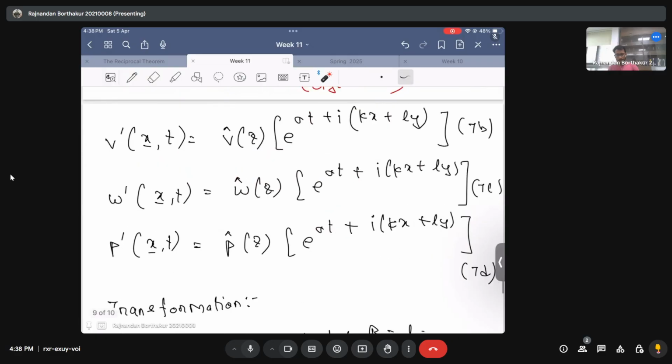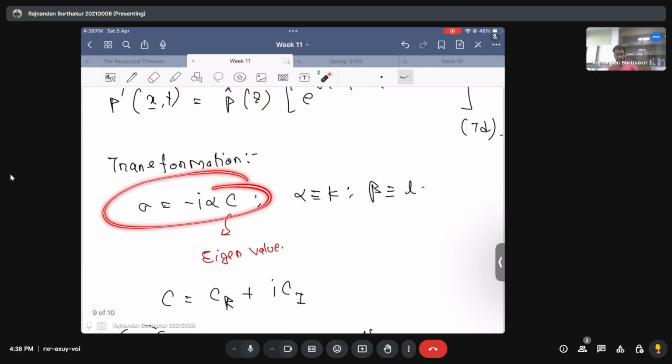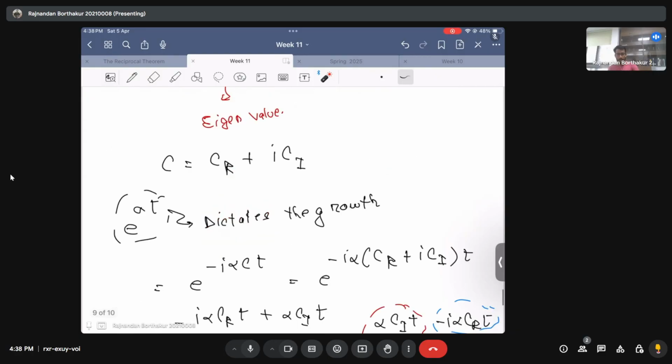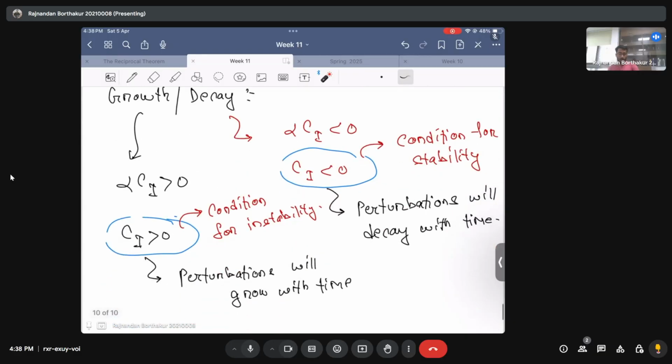Okay, and then we represent all the variables in this form, and we use a transformation where the original eigenvalue sigma is now represented as a new eigenvalue c with a prefactor i alpha. Here alpha is the wave number associated with k and beta is the wave number associated with l. The condition for instability is that the imaginary part of the eigenvalue c has to be greater than 0. Sorry, that's the condition for instability. And if the imaginary part of c is less than 0, that's the condition for stability.